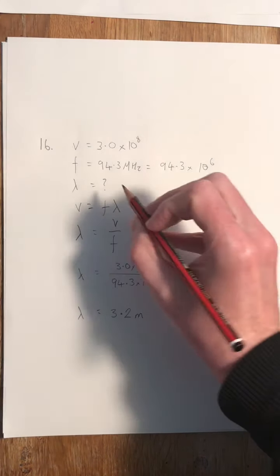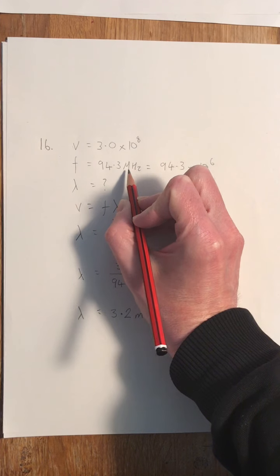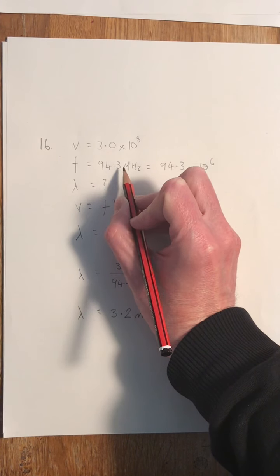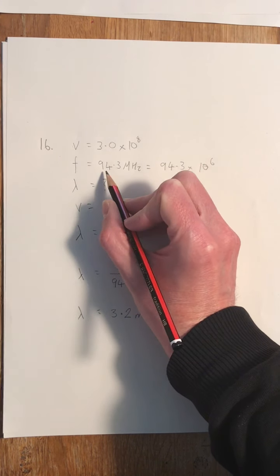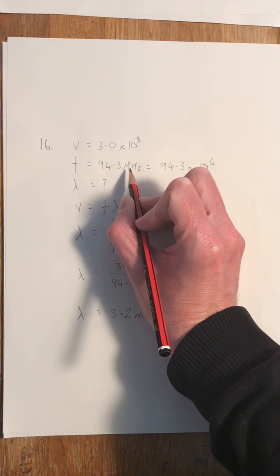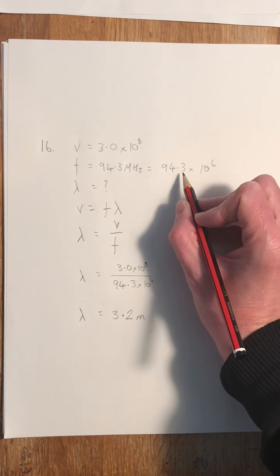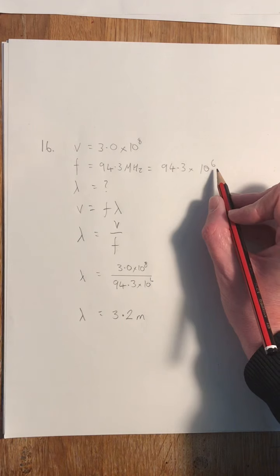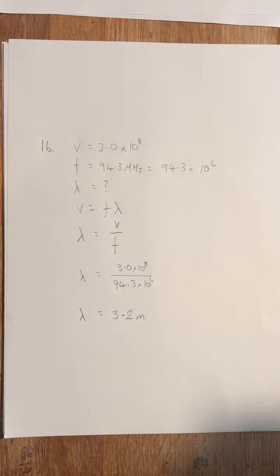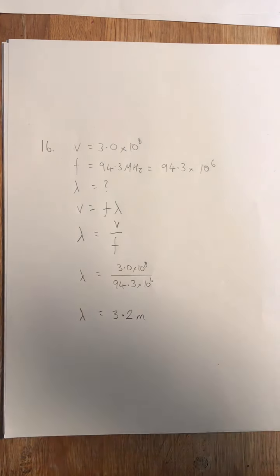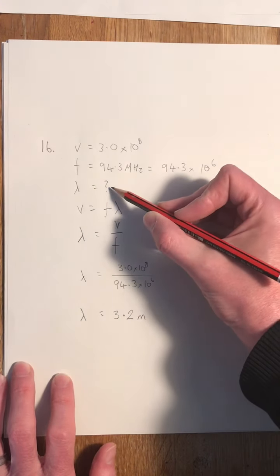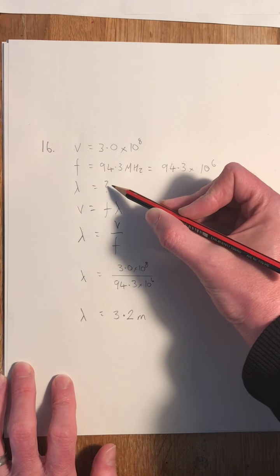The other thing here is the frequency was given in megahertz. So mega, remember, is 1,000,000, 6 zeros. So 94.3 megahertz is 94.3 times 10 to the 6 hertz. So there's quite a lot involved in that. We have to select the speed of the radio signals, is 3 times 10 to the 8, and we have to use the prefix, the times 10 to the 6, to get the correct frequency, all before we use our formula to work out the wavelength.